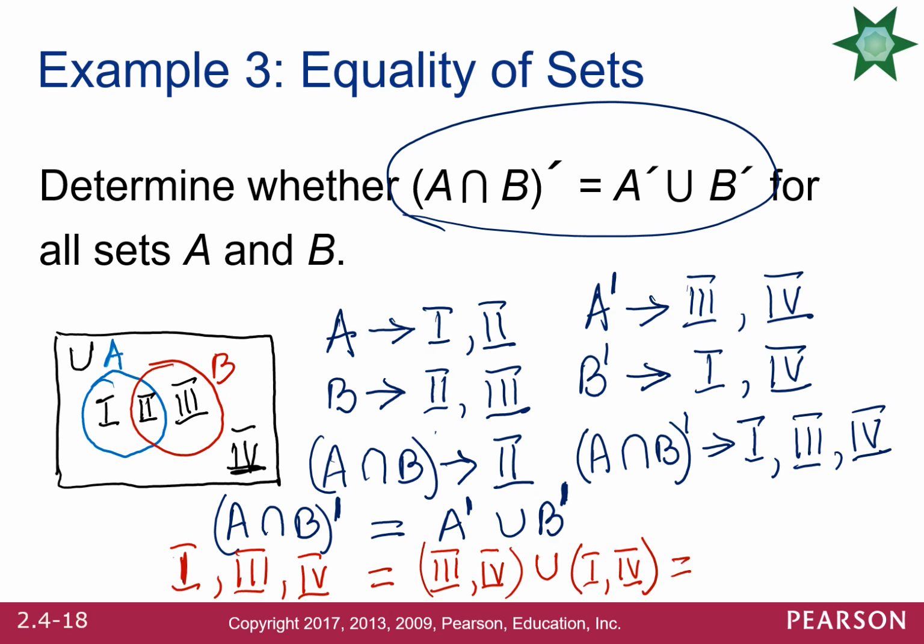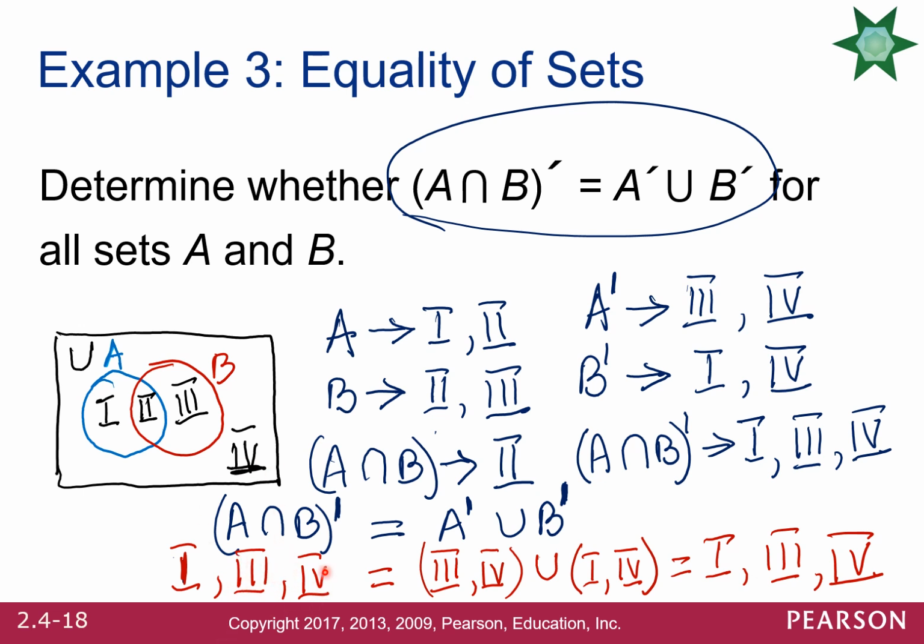Remember, when we do a union, we do not repeat the same values. If there are two values, then we just write one of them. So 1, 3, and 4 is how we are going to write that. So it would represent region 1, 3, and 4. Correct? So what do we have here?